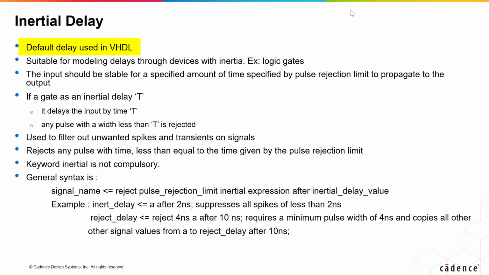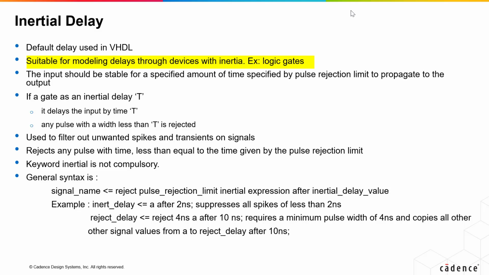Inertial delay is the default delay used in VHDL. In real devices, changing the values of internal nodes and outputs involves moving electronic charge around in the presence of capacitance, inductance, and resistance. This gives the device some inertia, and it tends to stay in the same state unless we force it by applying inputs for a sufficiently long duration. Hence, the inertial delay is suitable for modeling delays through devices with inertia.